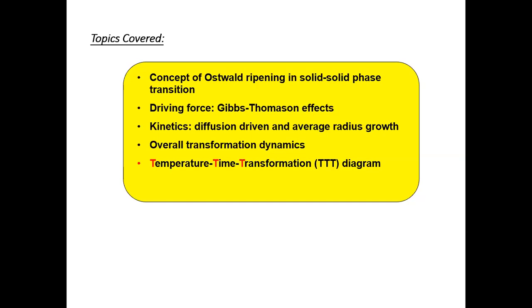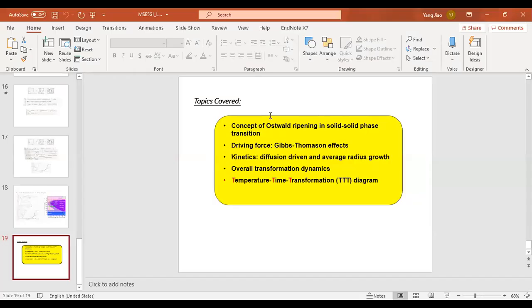Again, this is what we described in this lecture. In the last lecture, we talked about Ostwald ripening, which is a final stage process in solid-solid phase transformation. We understood the driving force and the kinetics, and then we talked about the overall transformation dynamics and introduced the TTT diagram to very conveniently quantify that. And we introduced the JMAK equation, which is the mathematical core underlying the TTT diagram. I think that's pretty much all I want to say for these topics. Do we have any questions? If not, let me switch gears.